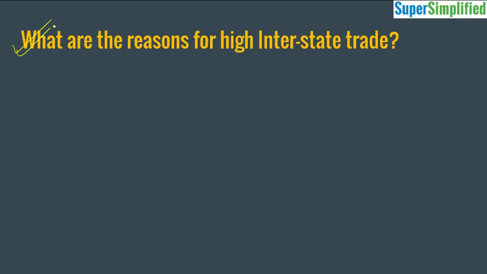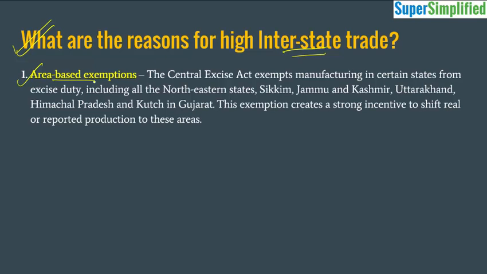So now let's come to the reasons why there's high interstate trade in India. So the first reason is area-based exemption. So Central Excise Act exempts manufacturing in certain states from excise duties. Northeastern states, Sikkim, Jammu and Kashmir, Uttarakhand, Himachal Pradesh and Kutch in Gujarat, right? So this exemption creates a strong incentive to shift the real or reported production in these areas.